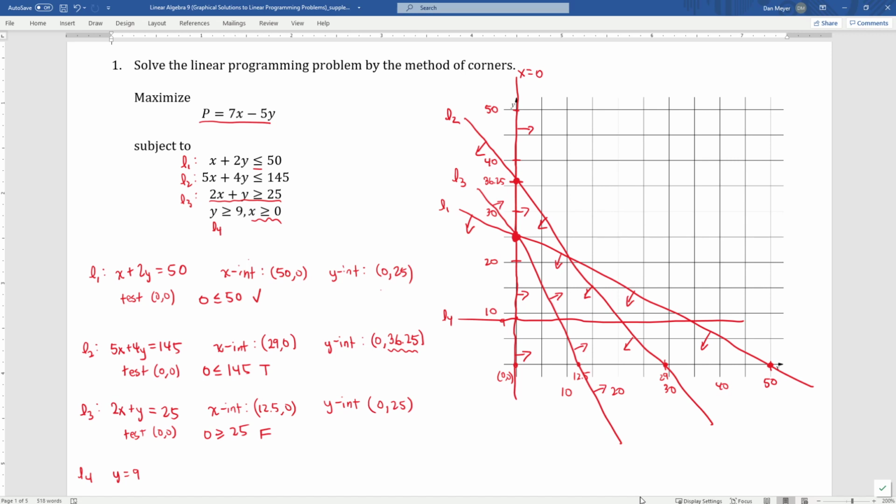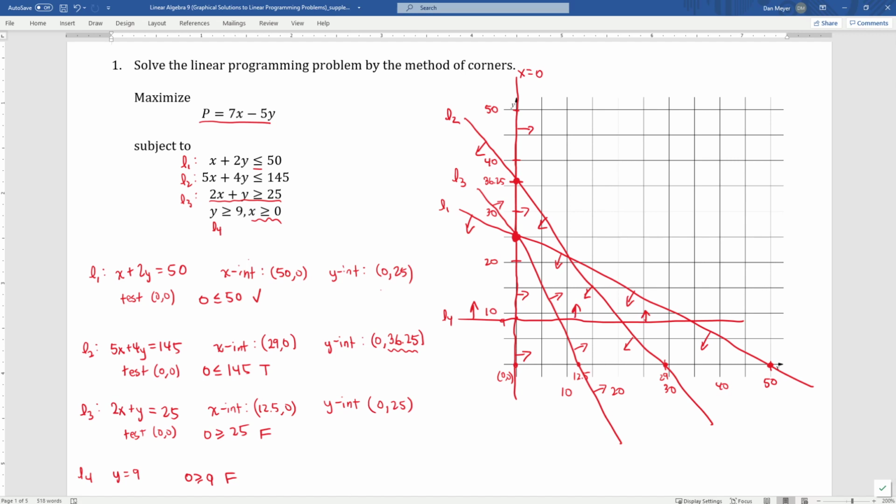So right now we are in between line 3 and line 2. There's a strip here between line 3 and line 2. I guess they'll eventually cross up here somewhere. We're in this strip right here, below line 1. So I guess we're kind of here. Line 4, y is greater than 9. So if I plug in 0 for y there, when I test the origin, we get 0 is greater than 9, which is false. So for line 4, we also want to be pointing away from the origin.